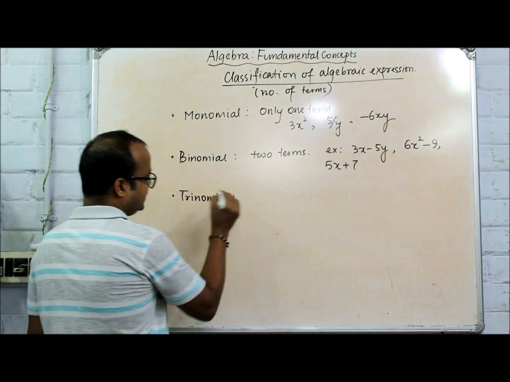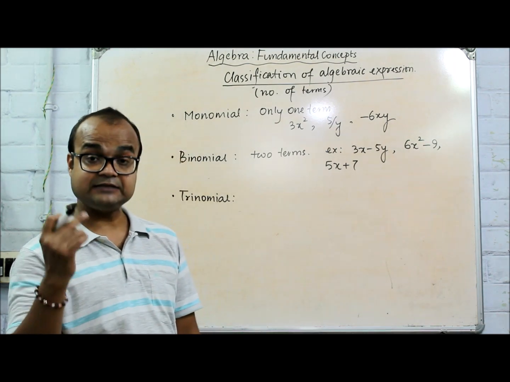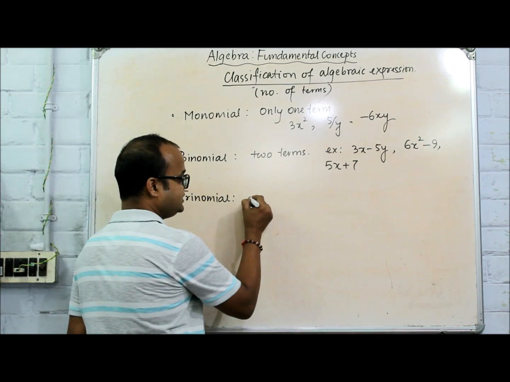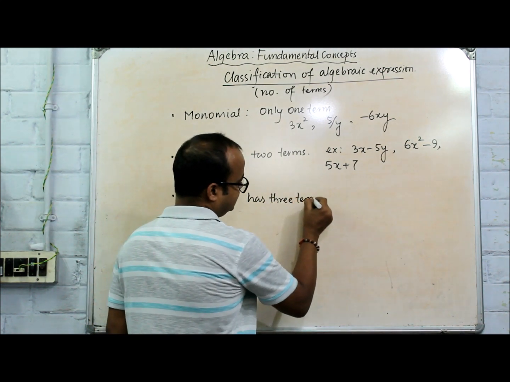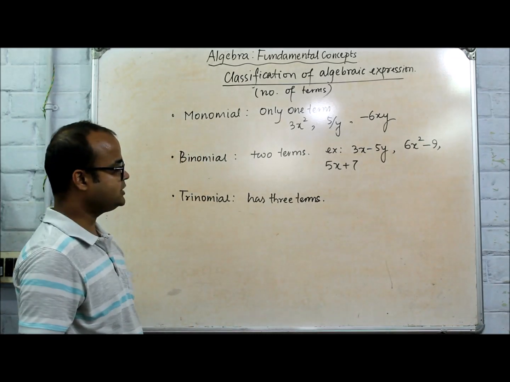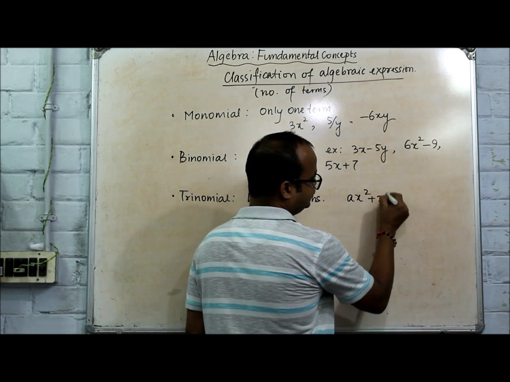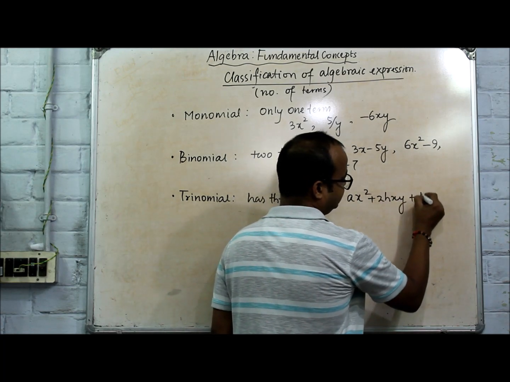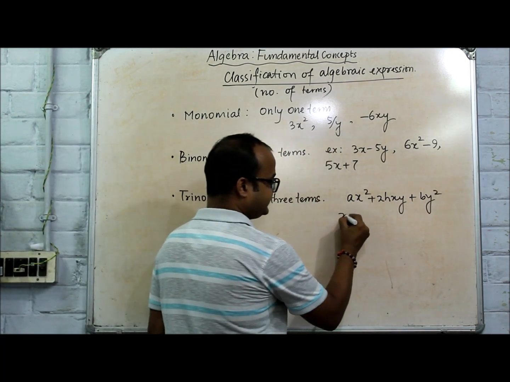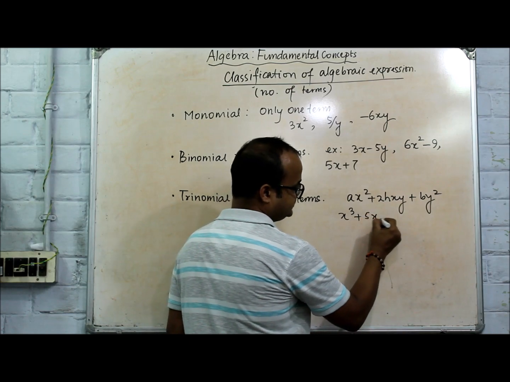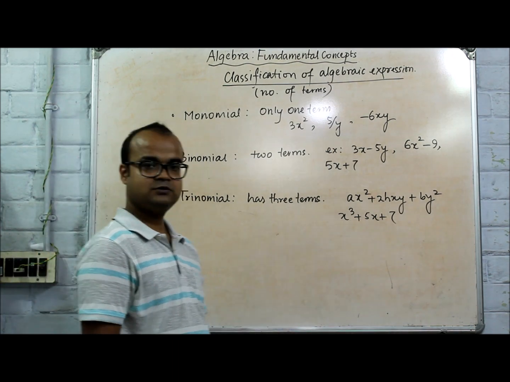Trinomial. Trinomial means if an algebraic expression has three terms, then we call it a trinomial. Like ax square plus 2hxy plus by square. If I write x cube plus 5x plus 7, three terms, 1, 2, 3, trinomial.